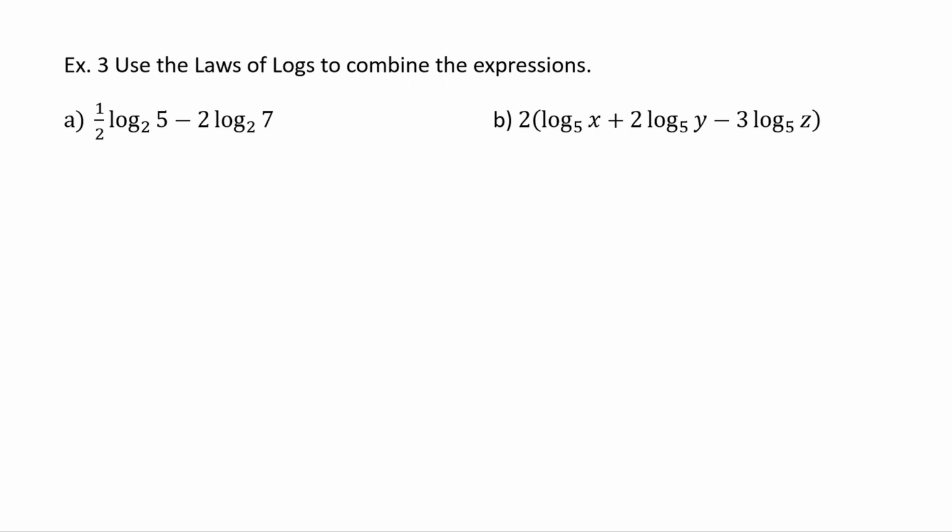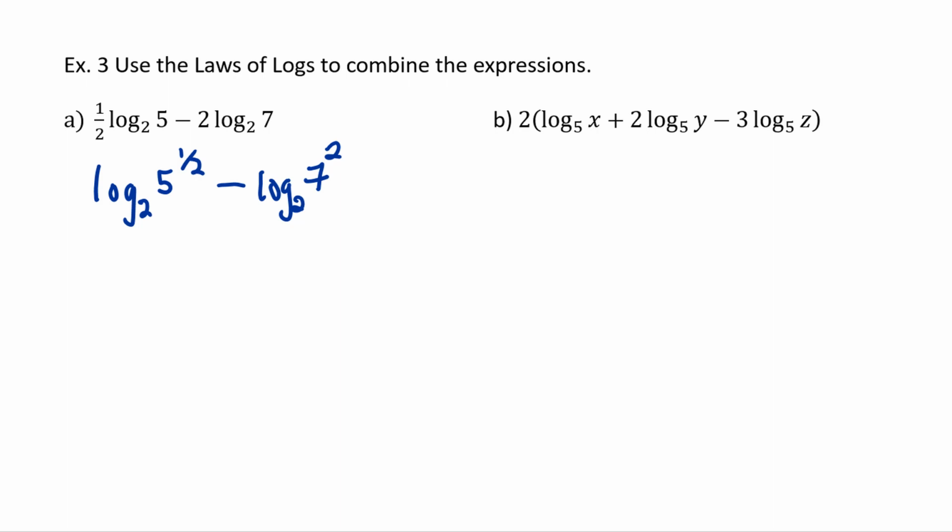Use the laws of logs to combine the expressions. A, 1/2 log base 2 of 5 minus 2 times log base 2 of 7. The first step is to rewrite the coefficients as an exponent, so we begin by rewriting the first term as log base 2 of 5 to the 1/2, and then going to the second term, we'll do minus, and we'll rewrite this as log base 2 of 7 squared. We move the coefficients to the powers.